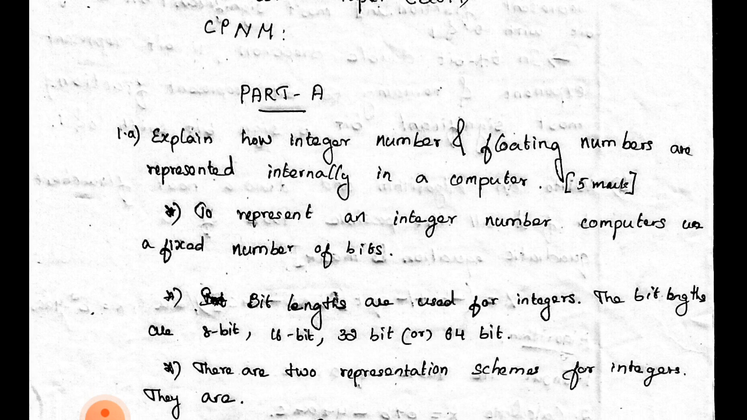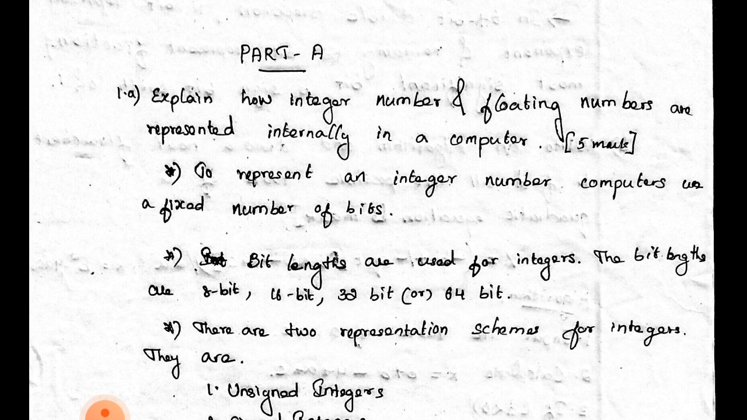Basically, a computer reads binary numbers or decimal numbers, and represents them as binary or decimal values. For integer numbers, the computer uses a fixed number of bits. This fixed number of bits is called the bit length. Bit lengths are 8 bit, 16 bit, 32 bit or 64 bit.